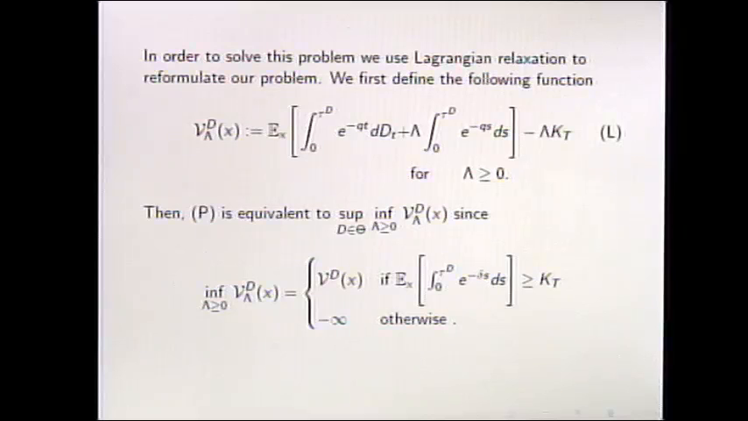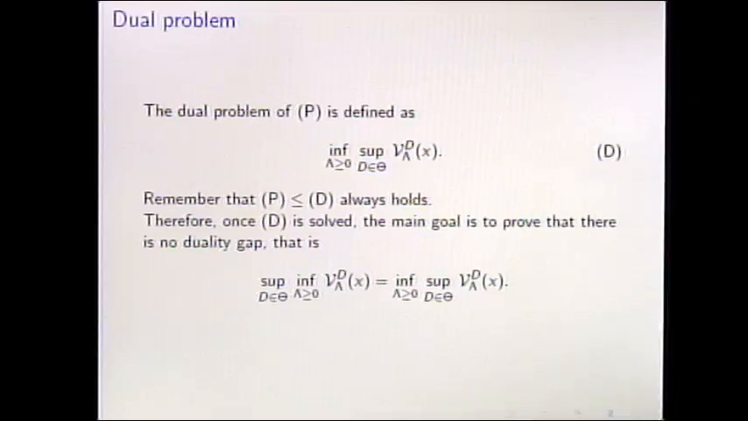So the idea is to use a Lagrangian relaxation to take the constraint into the objective function with a Lagrangian multiplier. So we have that the original problem is going to be the sup inf of this Lagrangian function. That's easy. And we have the dual problem, which is just swapping inf with sup. We always have this inequality already. So the goal is to prove that there is no duality gap, that we actually have zero duality gap.